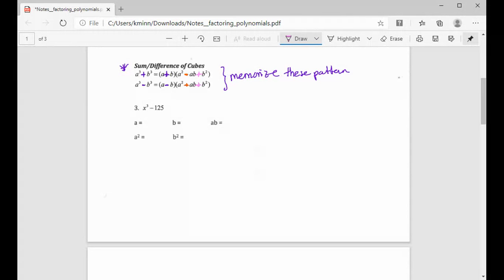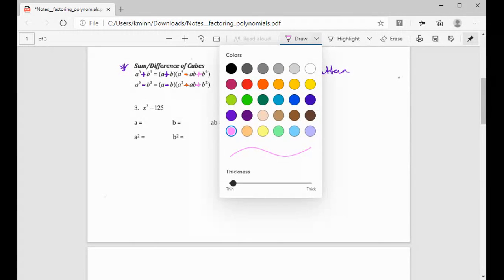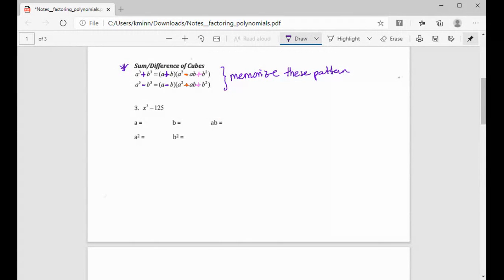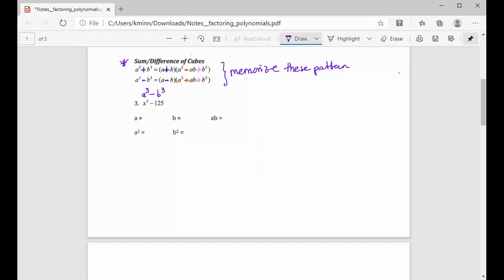Okay, so for x cubed minus 125, we'll see that those are both cubed values, so we can follow the pattern for the difference of cubes. This will follow the pattern of a cubed minus b cubed. As an option, we can find out all of this information and write it out. I'm going to show you both methods, writing it out and not writing it out.